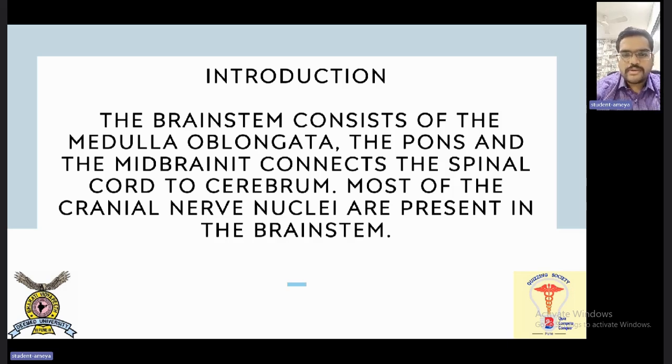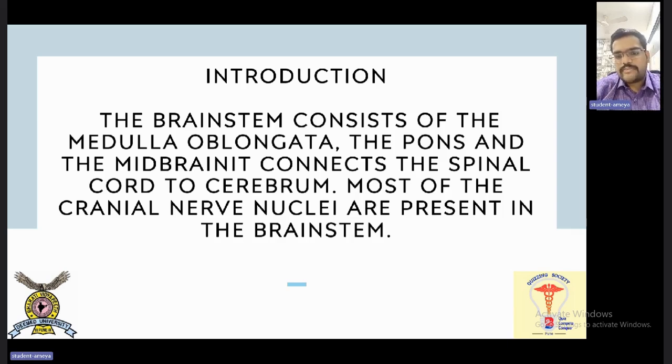Most of the cranial nerve nuclei are present in the brainstem. In your midbrain, you have the third and fourth cranial nerves. Then in your pons, you have 5, 6, 7. Then in the medulla, you have 9, 10, 11, and 12.